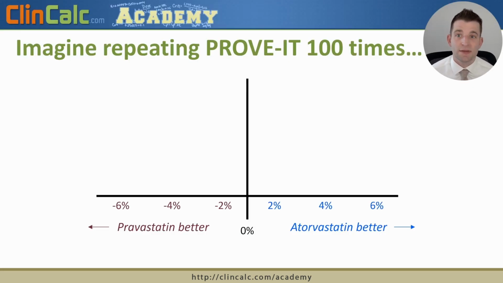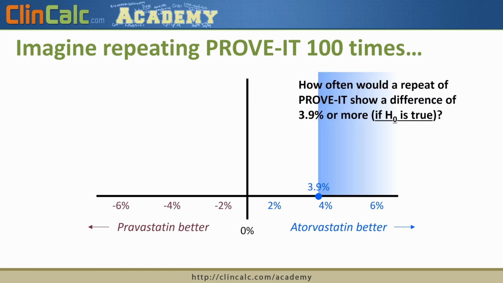So if you imagine repeating the PROVE-IT trial 100 times, and on a number line we graph where we're at, this particular time that we ran the trial, we saw a difference of 3.9 percentage points. Another way to think about a p-value is asking the question: how often would you need to repeat the PROVE-IT trial to show a difference of 3.9 percentage points or more, assuming that it doesn't actually work, assuming that atorvastatin is not better than pravastatin? And our p-value tells us that. It means that 0.5% of the time, if you were to repeat the PROVE-IT trial, you would observe a difference of 3.9 percentage points or greater, assuming that atorvastatin is not better than pravastatin, or assuming that the null hypothesis is true.